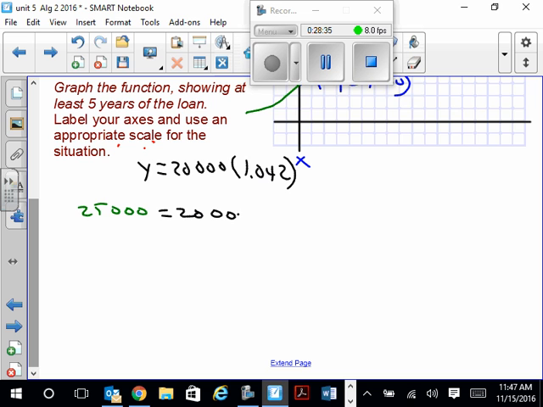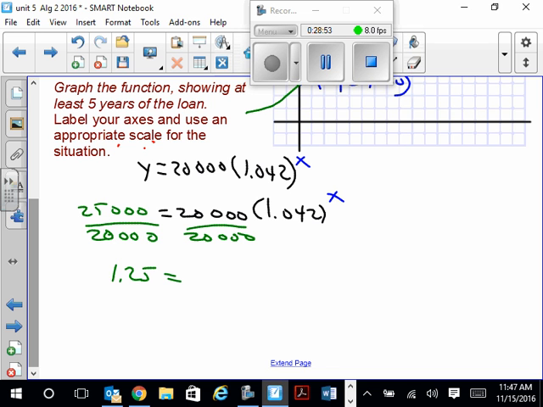Get ready for the real thing. It's about to come out in just a second. Somebody help me out. Tell me what this 20,000 equals. 1.25. I'm trying to confirm it.